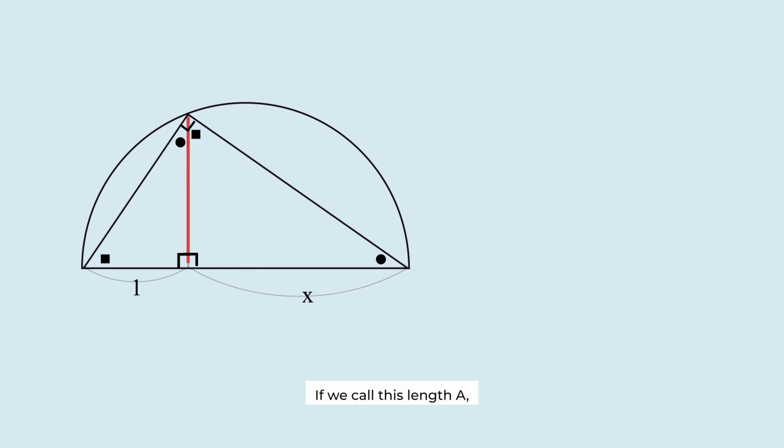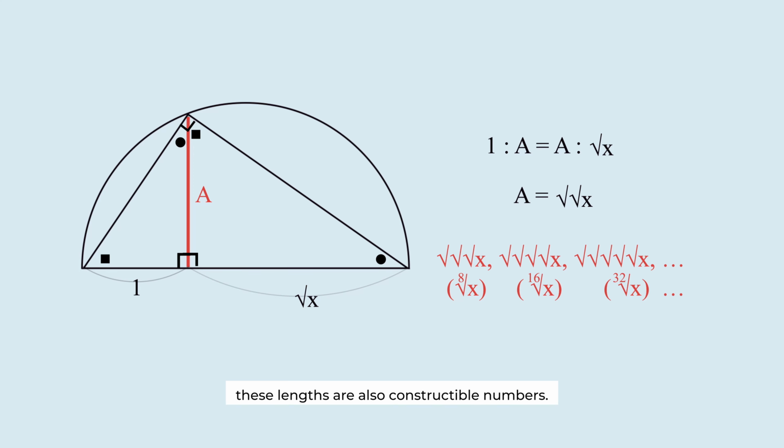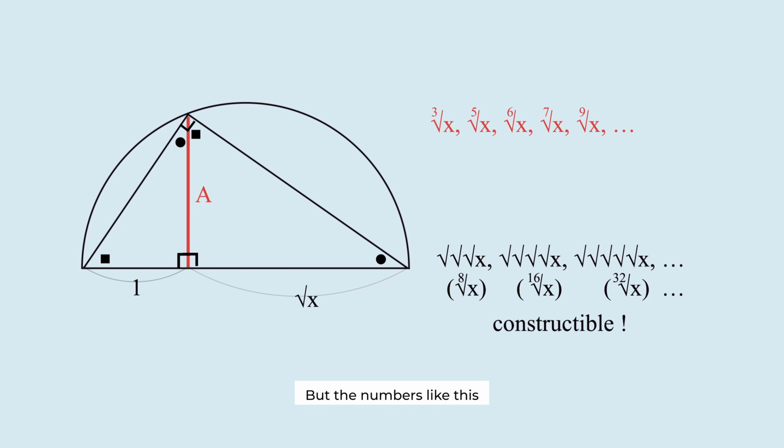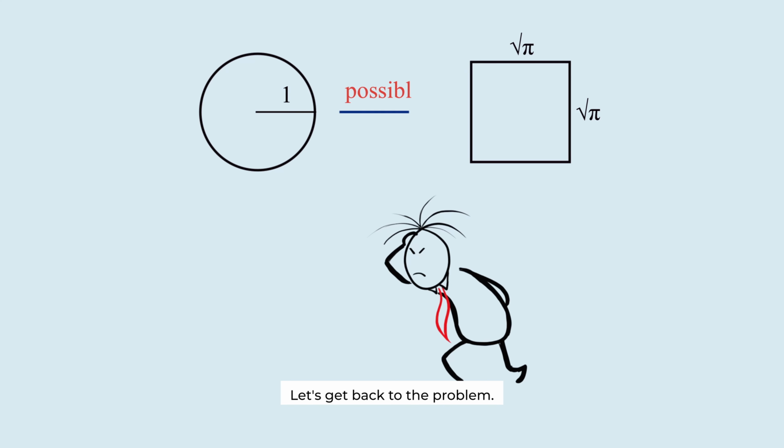If we call this length a, we get the following proportion. a becomes root x. We've constructed root x. If this length were root x, this length will be the square root of root x. By repeating this process, these lengths are also constructible numbers. But numbers like this still can't be constructed this way. Let's get back to the problem.